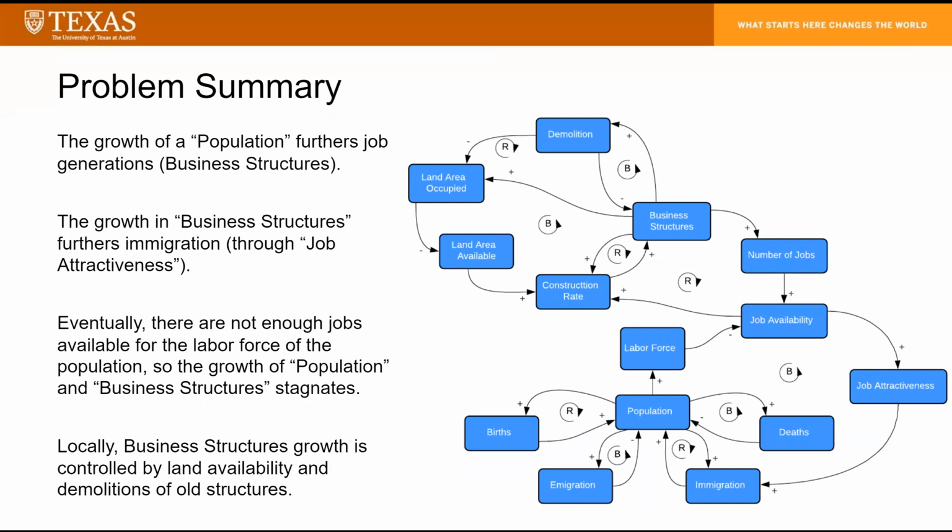One was population, which had its own reinforcing loops such as births, immigration, emigration, and deaths. And then this was connected through the labor force and job availability into the business structures and land area available network. And so again, local business structure growth was controlled primarily by land availability and by the demolitions of old structures, which created new land availability.